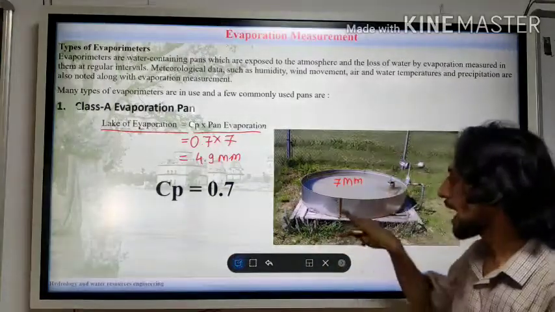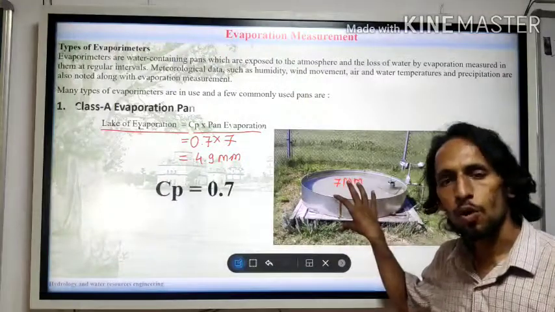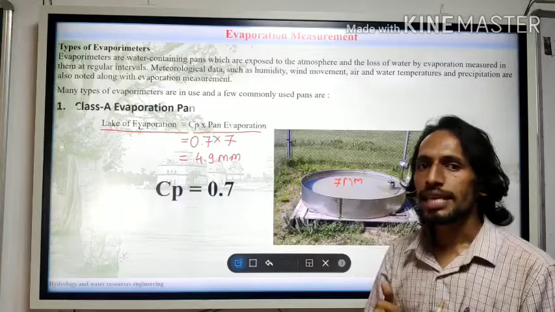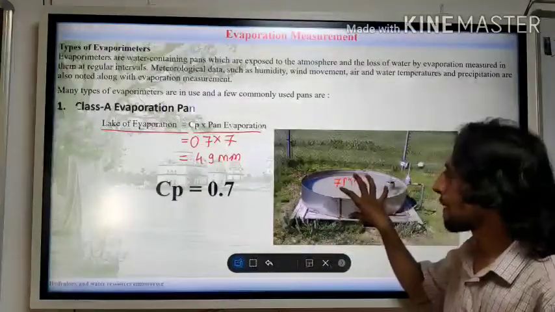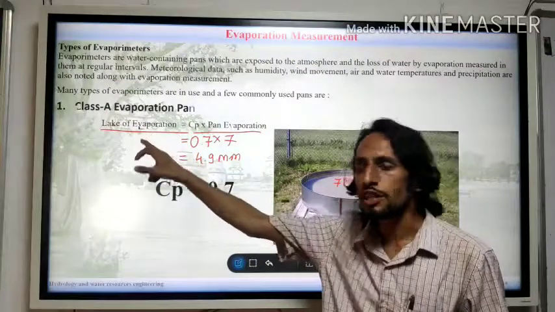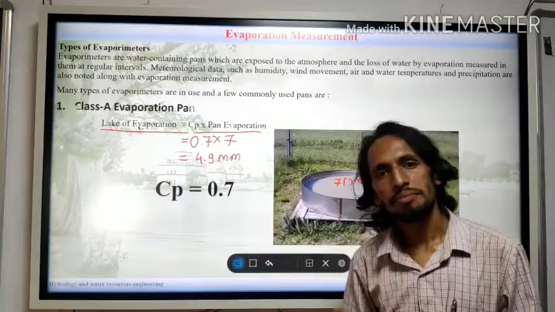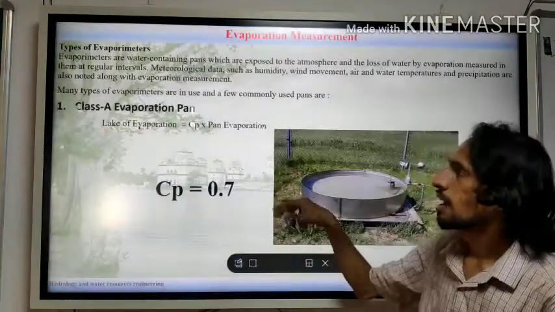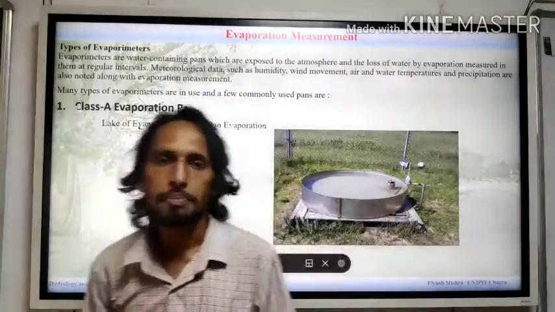बहुत सिंपल टेक्निक है। आप ये मान के चल रहे हैं कि जितना पैन में इवापोरेशन होगा, लगभग उस चीज को आप रिलेट कर रहे हैं कि कितना इवापोरेशन आपके लेक में होगा, ओके। आपका पैन रफली रिप्रेजेंट कर रहा है किसको? लेक के इवापोरेशन को। उसको करेक्ट करने के लिए आप क्या कर रहे हैं? एक पैन फैक्टर से मल्टीप्लाई करते हैं। So this type of pan is called class A evaporation pan, okay.